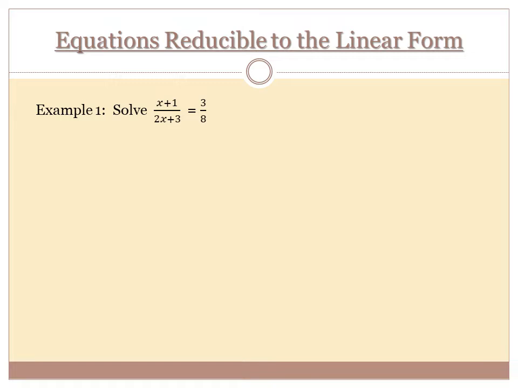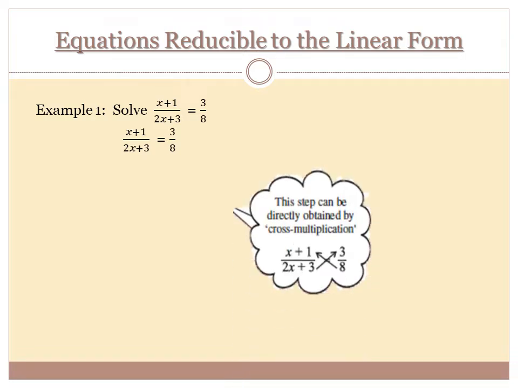Example 1. Solve (x + 1) divided by (2x + 3) is equal to 3 by 8. Observe that the equation is not a linear equation since the expression on its LHS is not linear. In this question, the LHS and RHS contain a single fraction. In such cases, we can cross multiply.